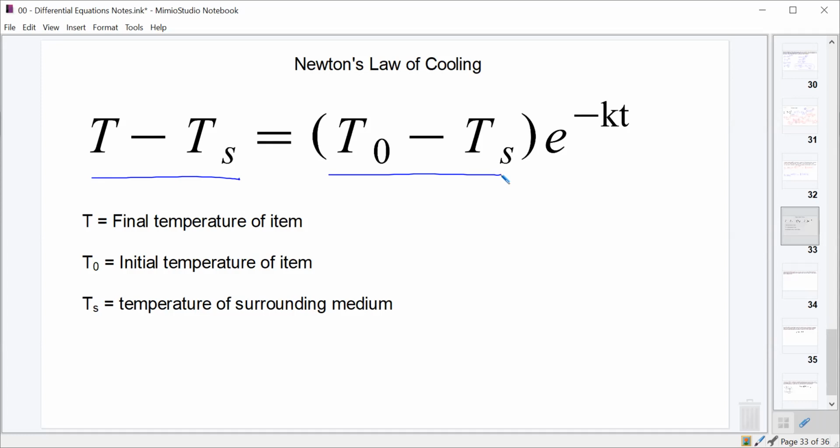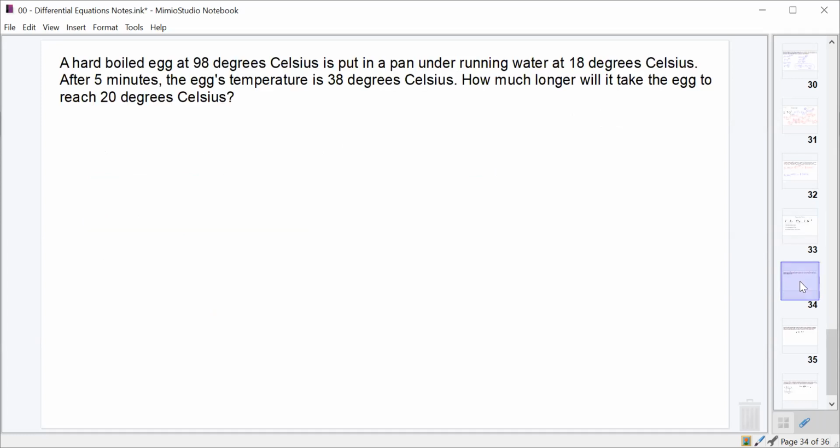So let's see if we can do one quick and easy problem here. We've got a hard-boiled egg that has an initial temperature of 98 degrees Celsius. We're going to put it in a pan under running water, so that the temperature of the water is always 18 degrees Celsius. And we know that after 5 minutes, the temperature of the egg is 38 degrees Celsius. We want to know how much longer it takes to get down to 20.